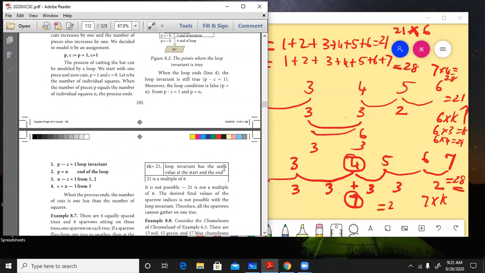The loop invariant has the same value at the end as well as at the start of the loop. Is 21 a multiple of 6? It is not possible. Since 21 is not a multiple of 6, the desired final value of the sparrow indices is not possible with the loop invariant. Therefore, all the sparrows cannot gather on one tree. This is the answer for this question.